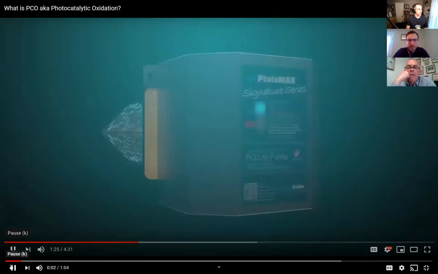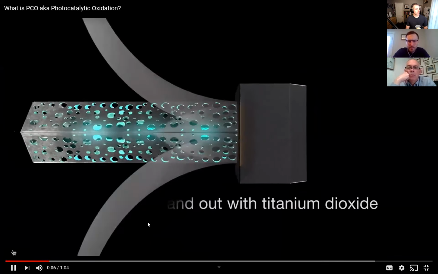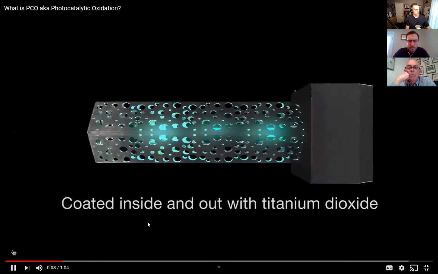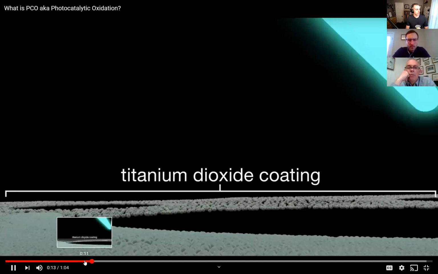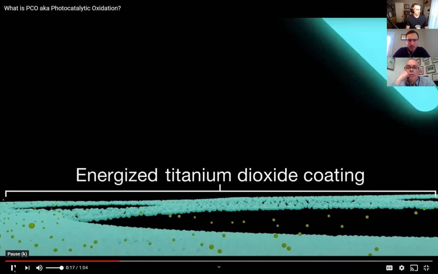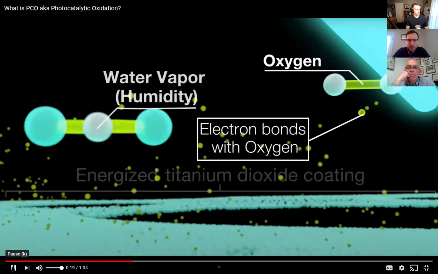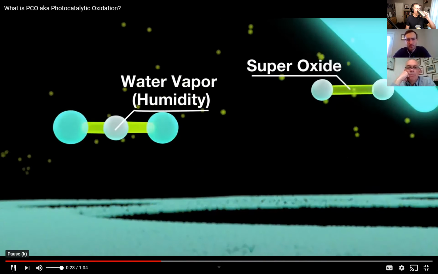Here's how it works. The UV Photomix Advanced Oxidation Module is coated with an exclusive titanium dioxide formulation. When UV light is applied to the surface, the titanium dioxide coating becomes energized, causing it to release electrons. The electrons then combine with oxygen to create what are known as superoxides.